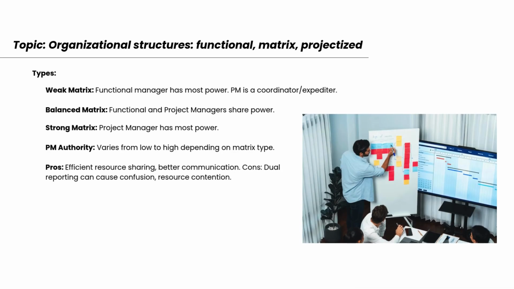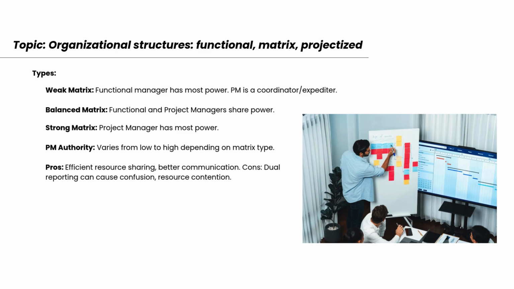Slide topic: Types of matrix organizations. Weak, balanced, strong. In matrix organizations, the authority of the project manager, PM, can vary. Let's go over the three types. Weak matrix. Here, the functional manager holds most of the power. The PM is more like a coordinator or expediter, with very limited decision-making authority.